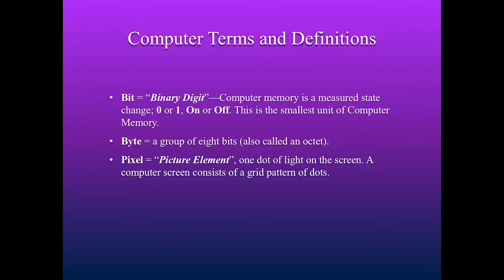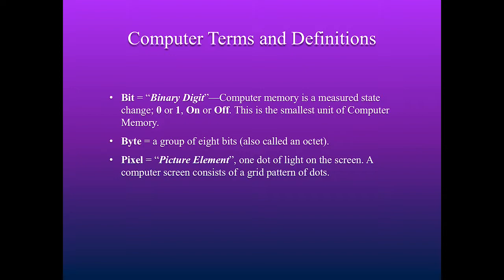It's formed from two words, binary digit. It takes the beginning of the first word and the end of the second word. And it's binary because there's two states. It's like an on or an off switch. It's like electricity. So computer memory is a measured state change, either 0 or 1, on or off. This is the smallest unit of computer memory.